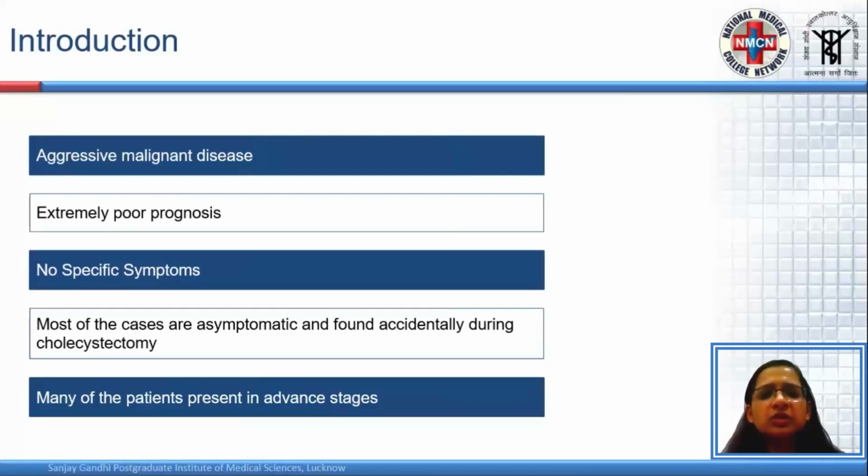The patients generally present with no specific symptoms in the initial stages, of course. Most of the cases are usually asymptomatic and are found accidentally during cholecystectomy. But most of the patients present to us in advanced stages.